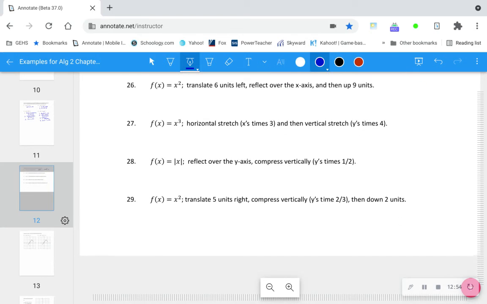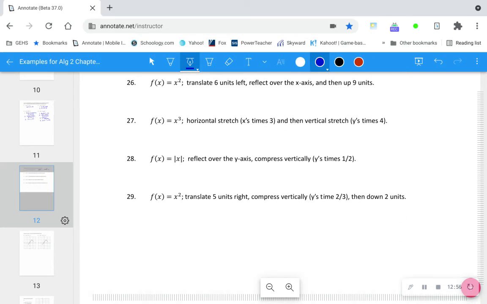Okay, the next one here, you start out with g of x equals x squared. And you're supposed to go to the left 6 units, so put plus 6 inside the parenthesis. Reflecting it over the x-axis. So what you have is the x-axis here, and you're taking top to bottom and bottom to top. That's a vertical reflection. So put a minus sign outside. And then up 9 units, just put plus 9.